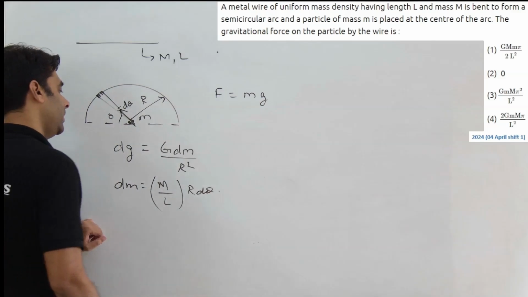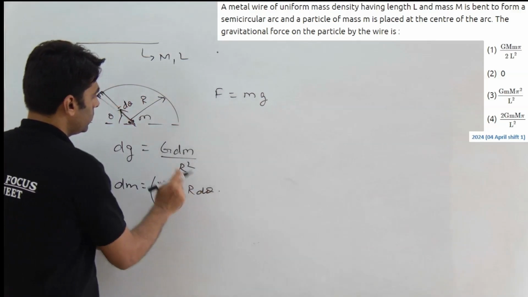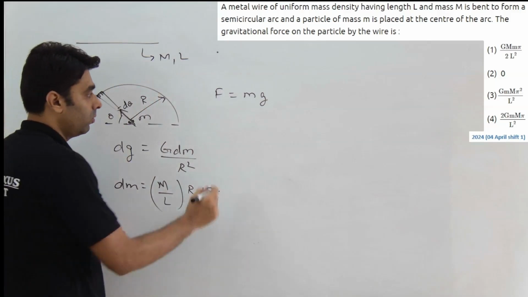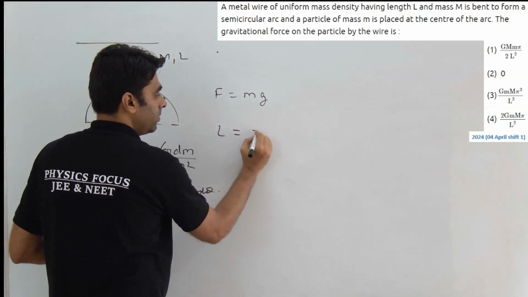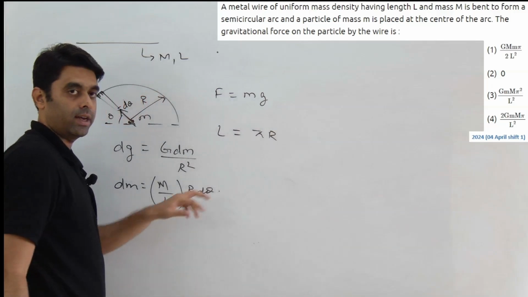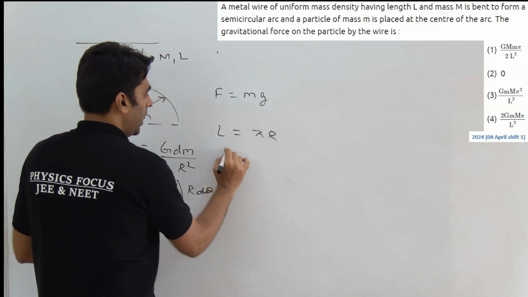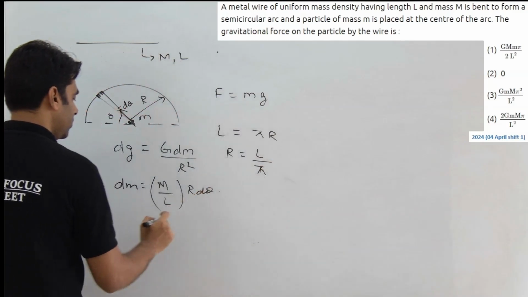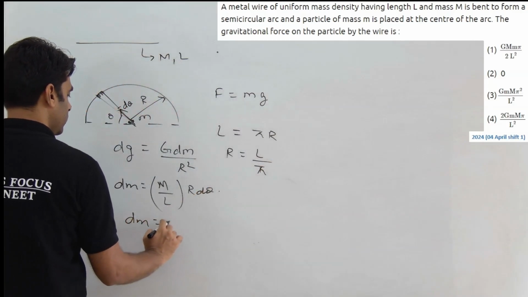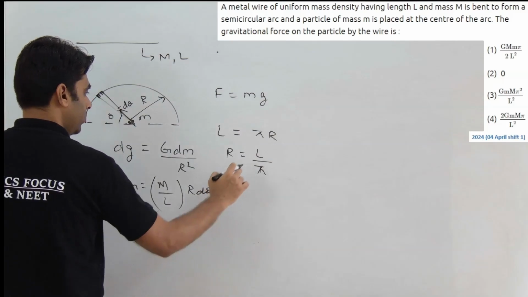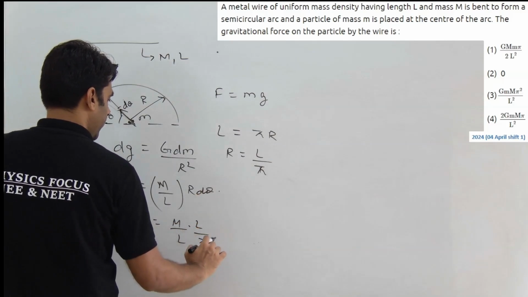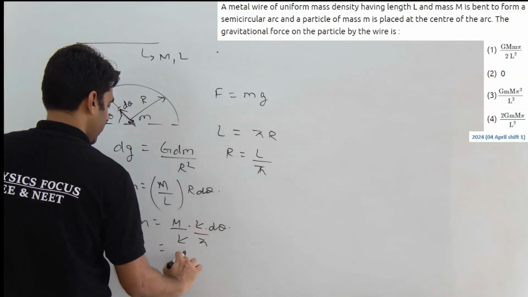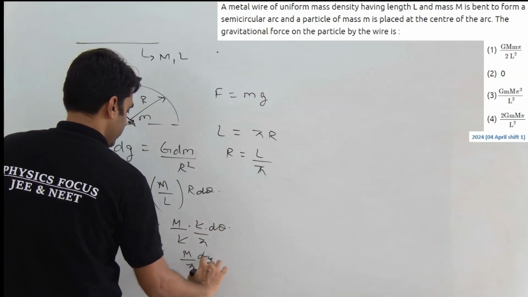Okay, fine. Over here, we can also see the r value, capital R we have assumed. They have given us the length L. Over here, we can write L equals the length of the semicircular arc, which is pi into r. So r comes out to be L by pi. I'll substitute over here. So dm equals M by L into r, which can be written as L by pi, into d theta. L cancels out. We have M by pi into d theta.